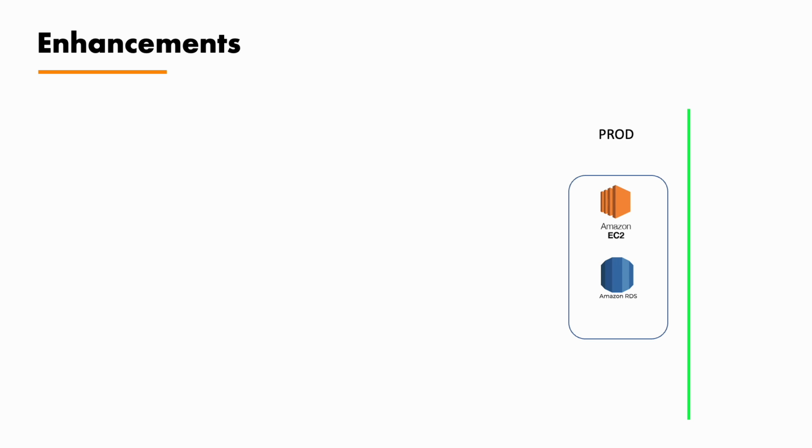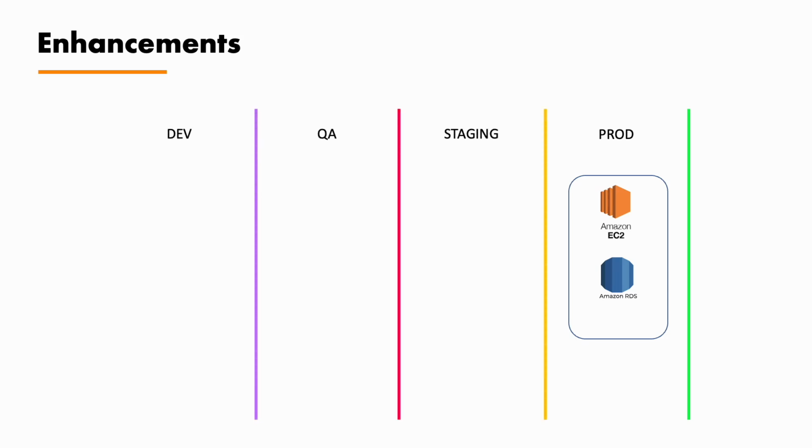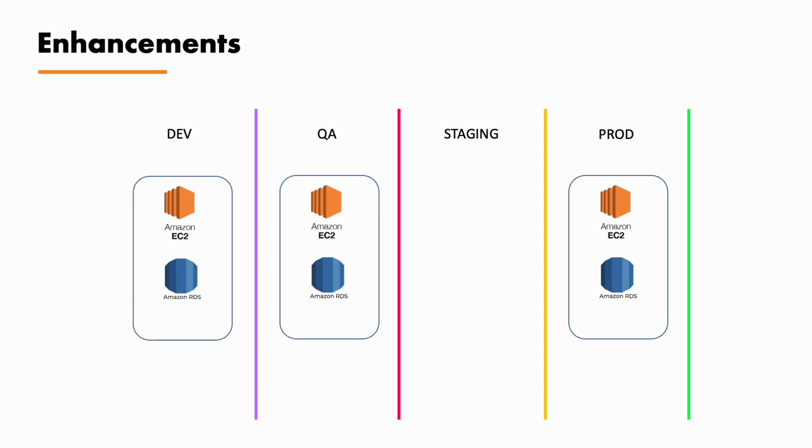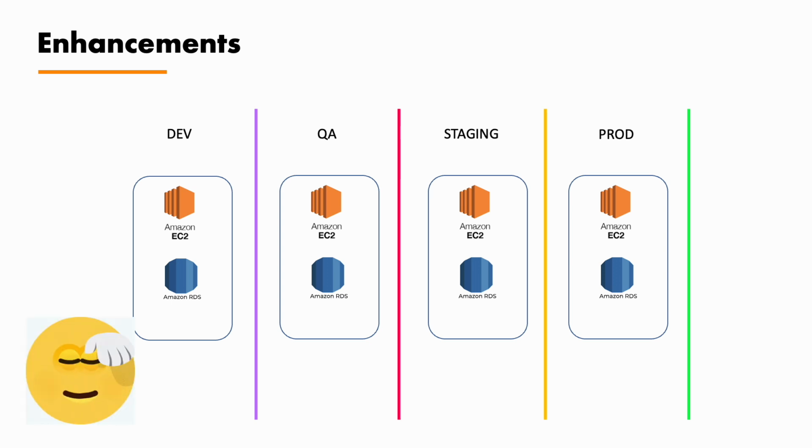To avoid that, we need to replicate our environments. So let's replicate them. We will create 4 environments called dev, QA, staging, and we create the same setup in each of these environments by manually logging into them. Yeah, one task is done now.